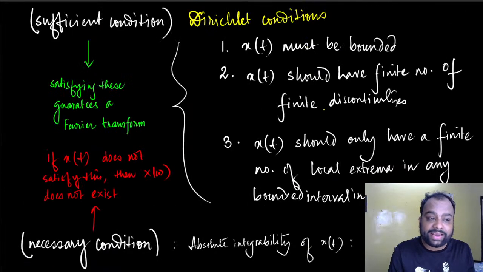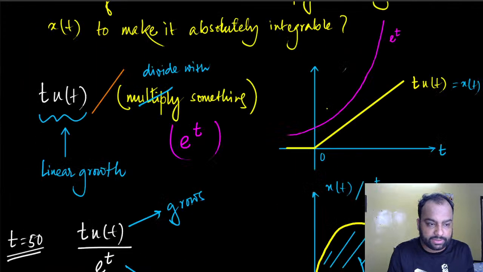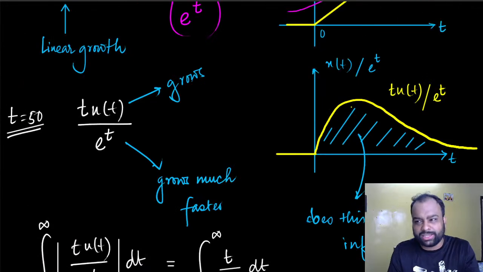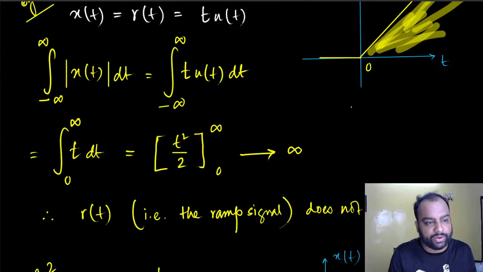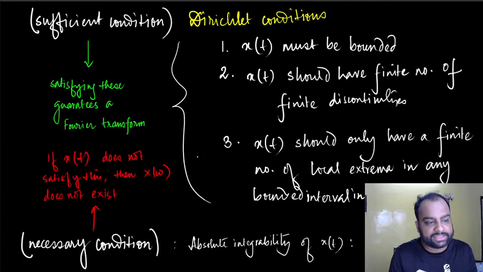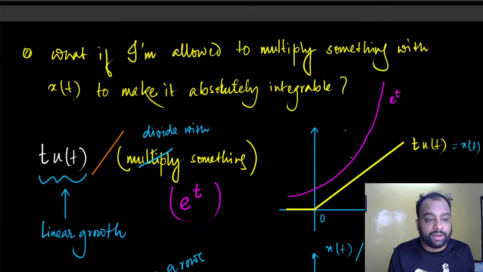Does it have a finite number of discontinuities? It has no discontinuity per se, but yes, if it did, it would be a finite number of discontinuities. Another condition, the third condition, is that it should have a finite number of local extrema. So local minima and local maxima.